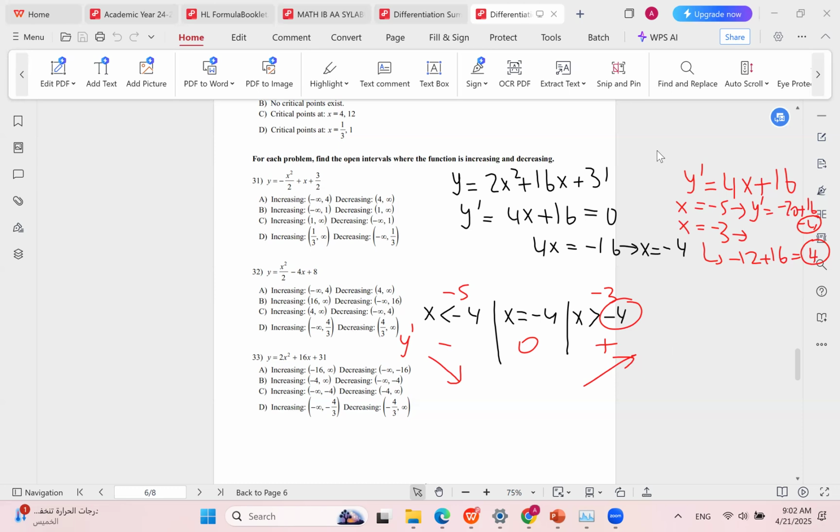So it decreases before -4, which means from -infinity to -4. And it increases after -4, which means that from -4 to infinity, it is an increasing function. So therefore, the correct choice is choice B.